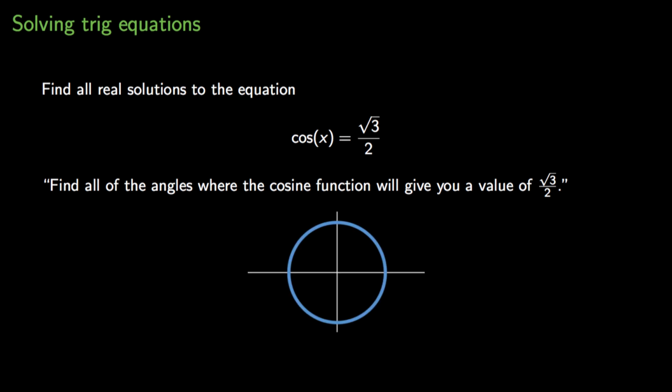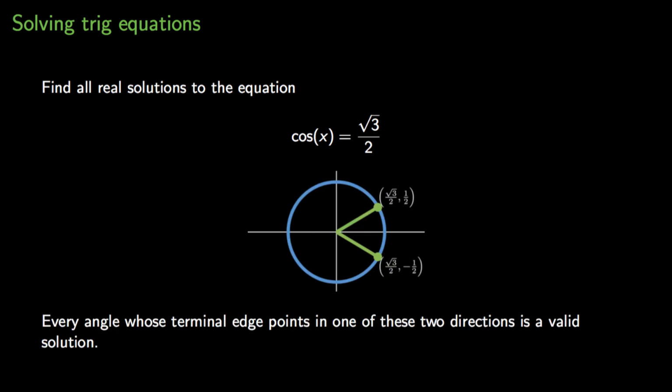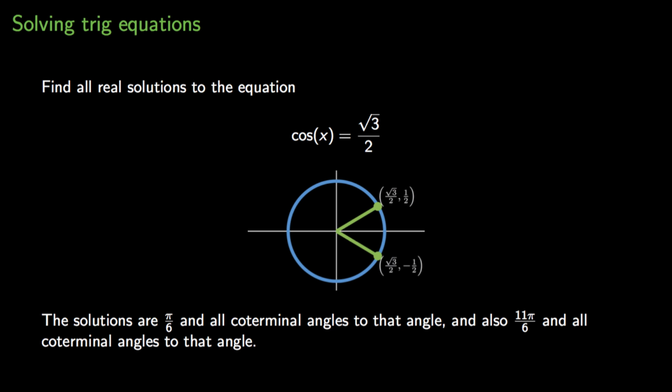There are actually two places on the unit circle where cosine gives you radical 3 over 2. There's one place in the first quadrant and there's one place in the fourth quadrant. So what I need is every single angle whose terminal edge points to one of these two directions. There's infinitely many of those, right? There's pi over 6 and all the coterminals to that angle. Those are the first quadrant angles. And also there's 11 pi over 6 and all the coterminal angles to that angle. Those are the quadrant 4 angles.